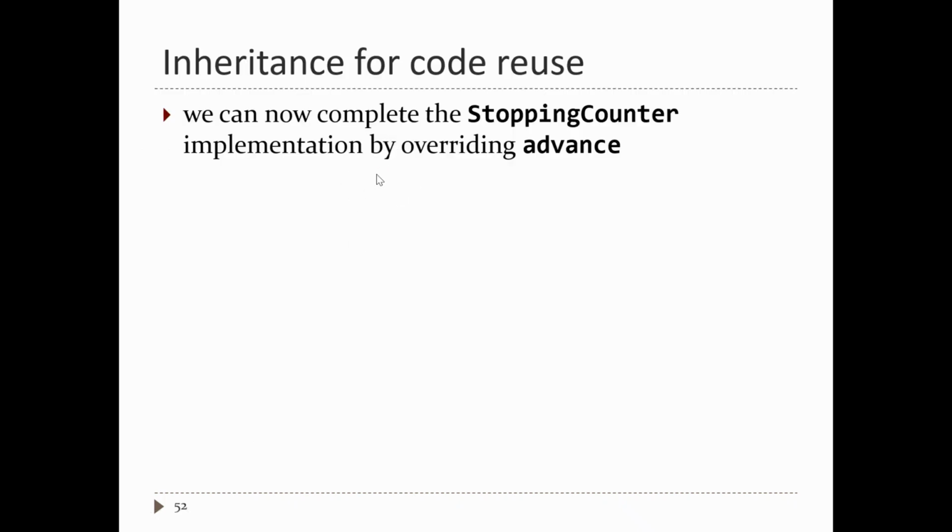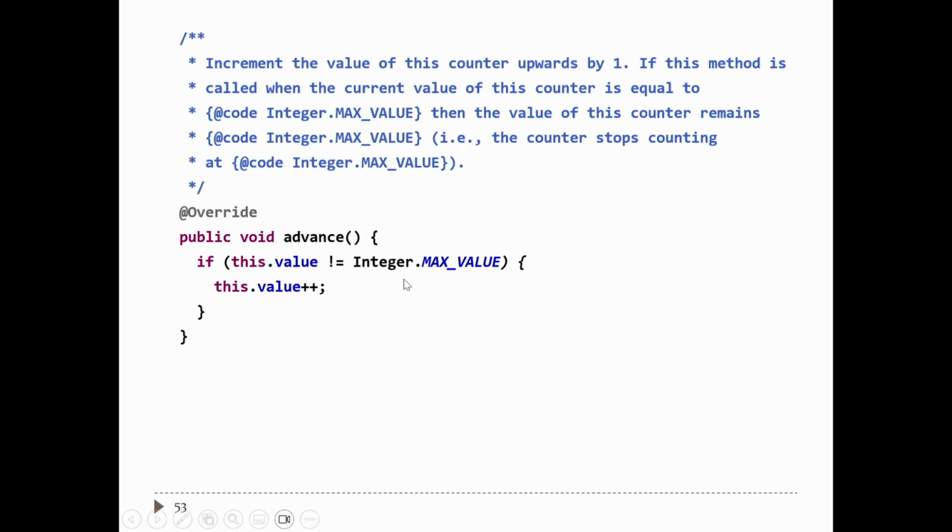Okay, we're almost done implementing stopping counter. All we have to do now is override advance. So for advance, it's easy. If the value of your counter is not max value, add 1. If it's max value, don't do anything, and away you go. You don't have to re-implement value, you don't re-implement equals, you don't re-implement hash code, you don't re-implement toString. All of those methods do exactly what they need to do for a stopping counter. So there's no need to re-implement them again. And your class is now done.